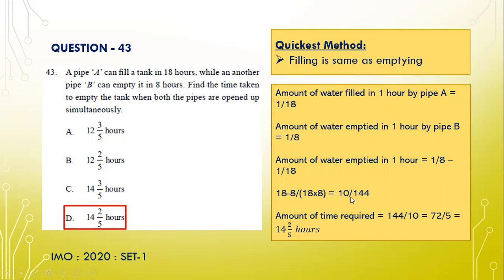So 10 upon 144th of the tank is getting emptied in 1 hour. The amount of time required will be the inverse of this, which is 144 upon 10, which is 14 and 2 upon 5 hours. The time required to empty the tank will be 14 and 2 upon 5 hours.